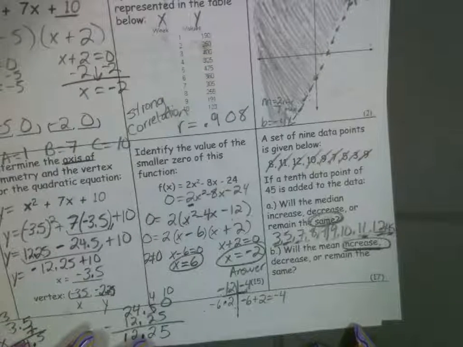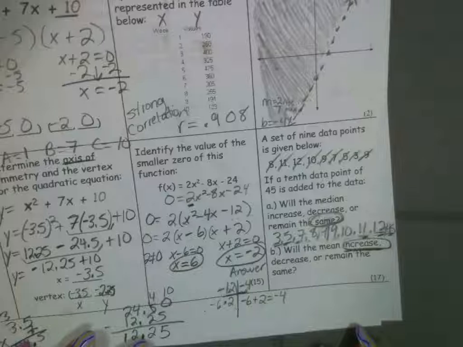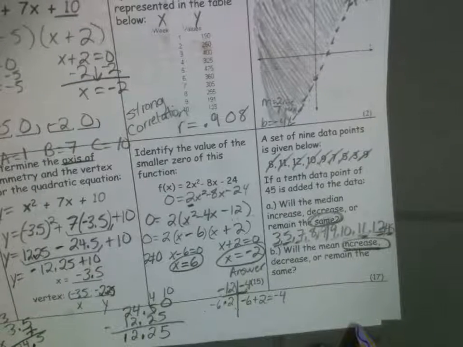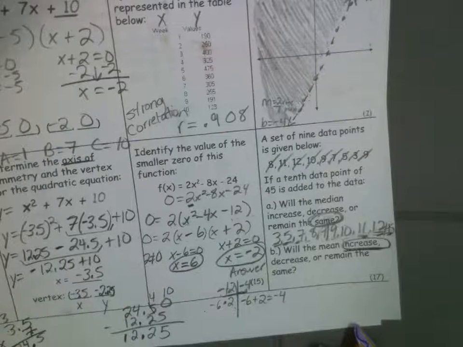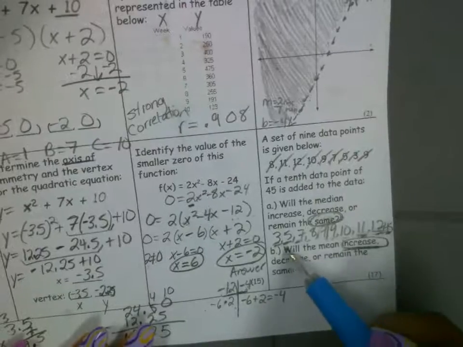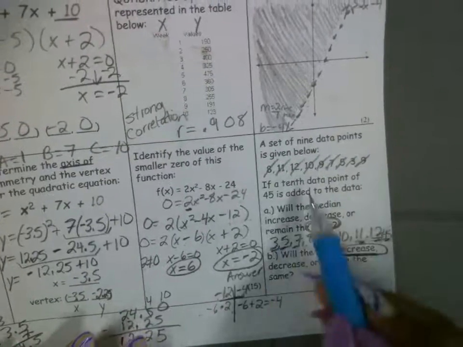Yes. For the mean, don't you add up the numbers and then you divide by how many numbers? Yes. To find the mean, you add all the numbers together and divide by how many numbers are in the list.